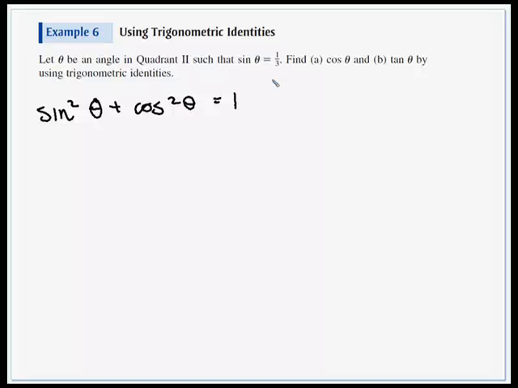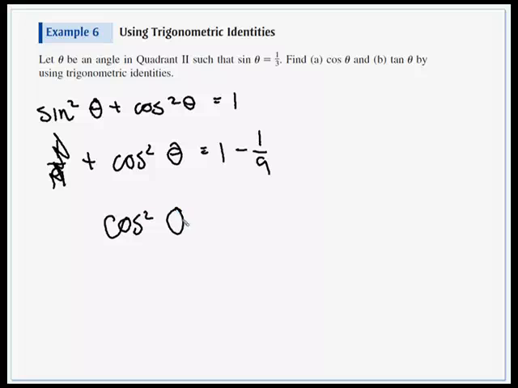Well, we know sine is a third. 1/3 squared is 1/9, plus cosine squared of theta is equal to 1. And now to get this 1/9 out of here, I'll subtract it from both sides. Over here I'll have 1 minus 1/9, and this has been subtracted away. So our cosine squared of theta is equal to 1 minus 1/9. Well, this 1 we could replace as 9/9. So we get 9 minus 1 is 8 over the denominator 9.